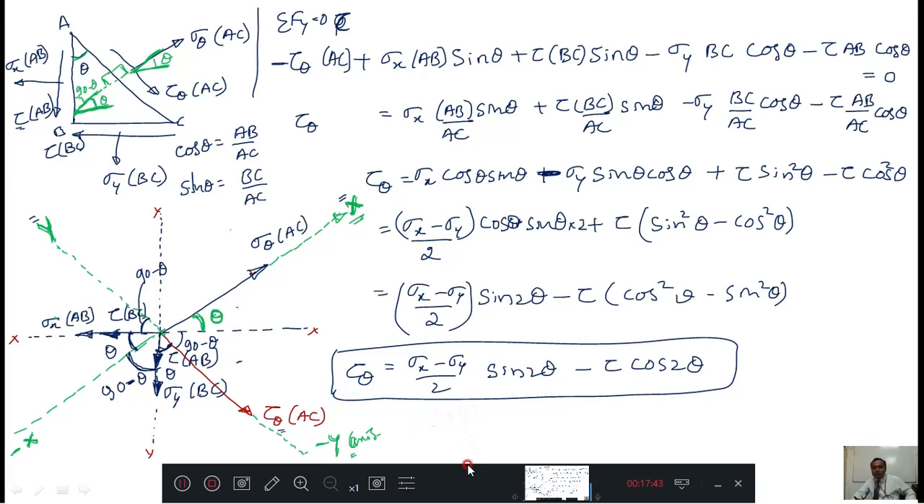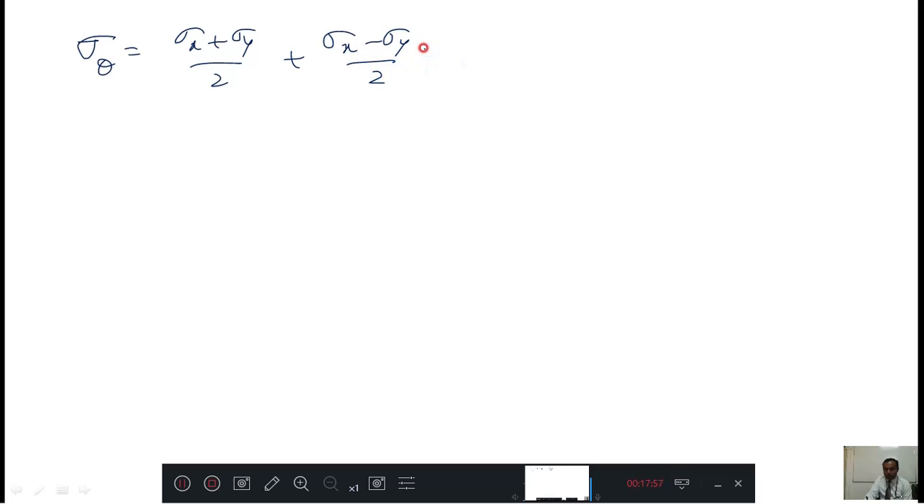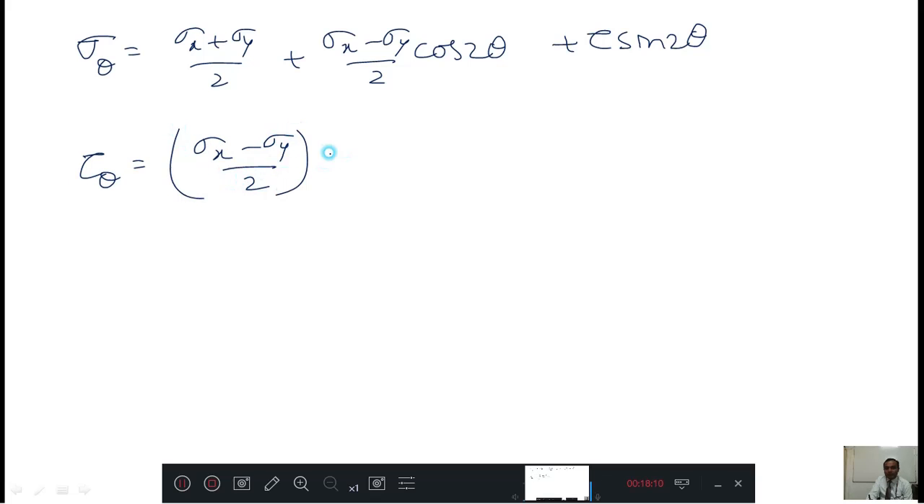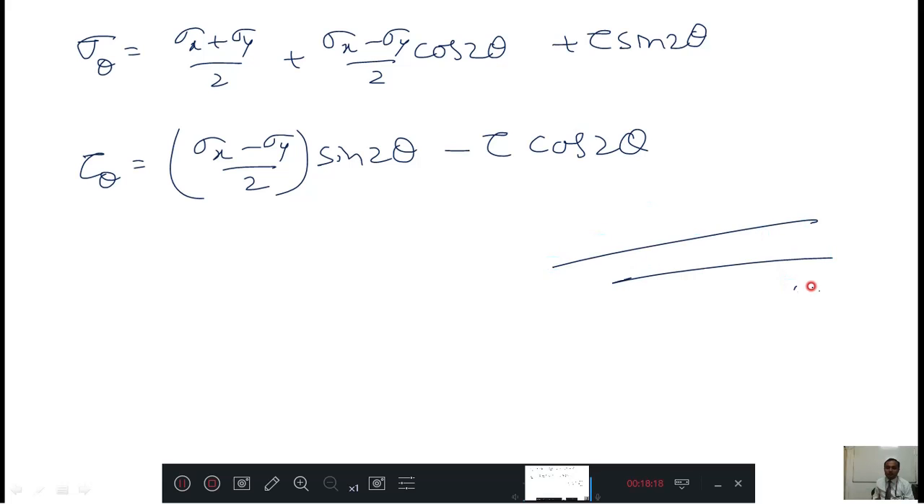Okay, these two are very important equations. I will put together: sigma theta equal to sigma x plus sigma y by 2 plus sigma x minus sigma y by 2 cos 2 theta plus tau sin 2 theta. Then tau theta equal to sigma x minus sigma y by 2 into sin 2 theta minus tau cos 2 theta. This much is enough for today. Thank you very much.